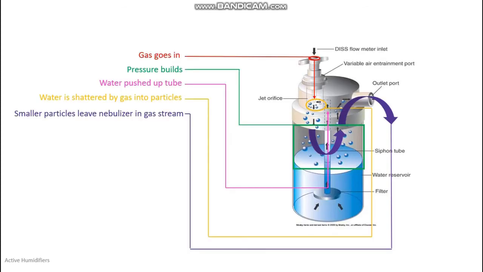Gas goes in through the top and out of the jet orifice, then pressure builds over the water and decreases near the jet, which causes water to be pushed up the tube, which is then shattered into particles by the gas coming in. The particles that are small enough leave the nebulizer in the gas stream.